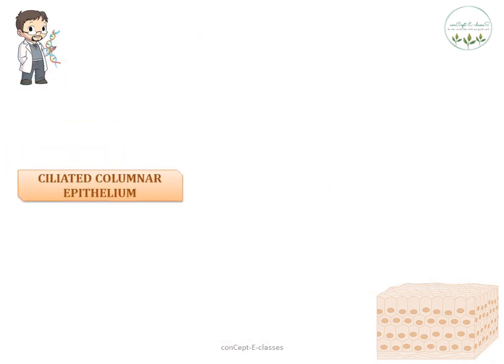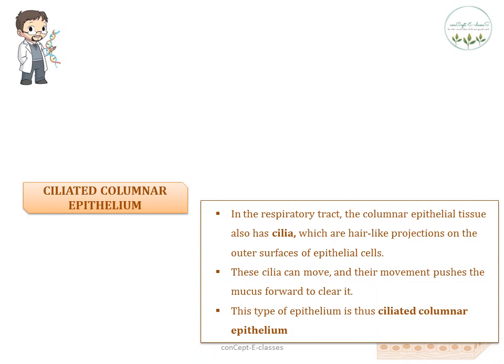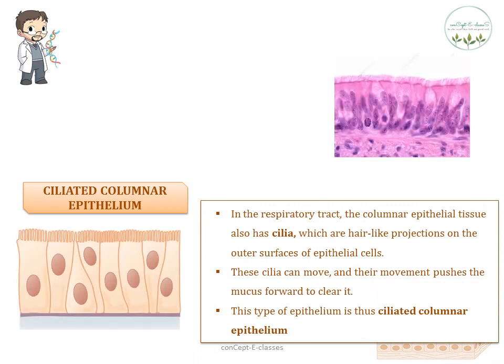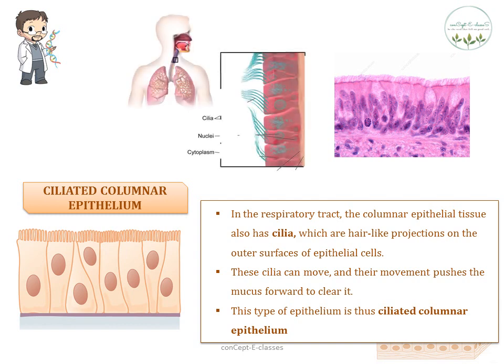Next we have ciliated columnar epithelium. So this is how ciliated columnar epithelium looks. In the respiratory tract, the columnar epithelium also has cilia, that is, hair-like projections on the outer surface. See, these cilia can move, and the movement pushes the mucus forward to clear it. So this type of epithelium is called ciliated columnar epithelium.